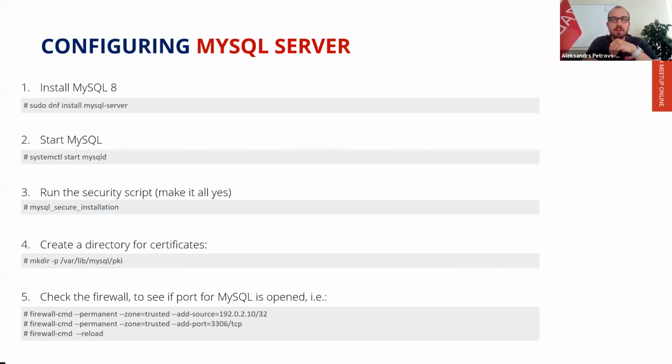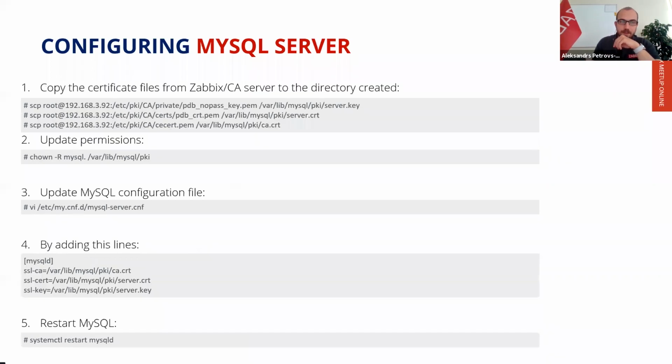Then we finally go to MySQL server. And then you will need to install MySQL server, start the actual process, make a secure installation, make sure it's all yes. You don't want it to be unsecure. You don't want any outside connections from the root, and so on. And create a directory for the certificates that will be used by MySQL. And of course, make sure the ports are opened. This is just an example of how it would look like.